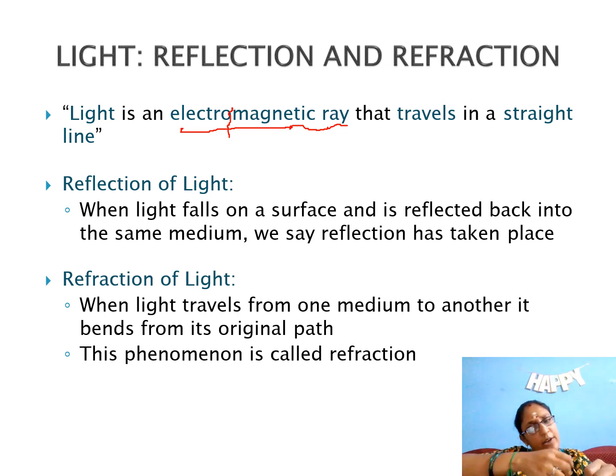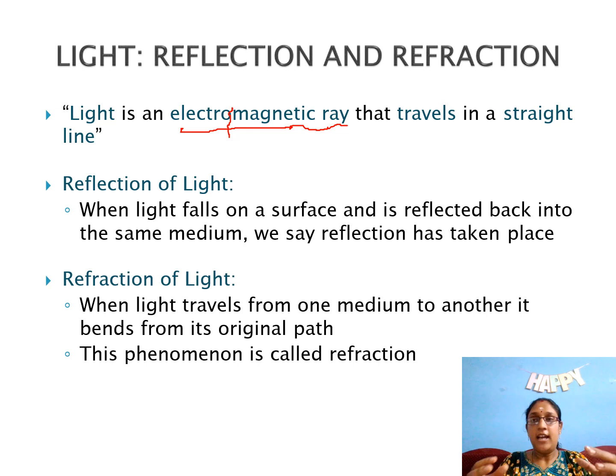When you take it far away, you cannot experience that force of attraction. So the space around that magnet is called what? Magnetic field. The same thing applies to the electric field: anything which has charges, we can experience the same thing. So what is an electromagnetic ray? It is the combination of both electric and magnetic fields. They constitute an electromagnetic ray.